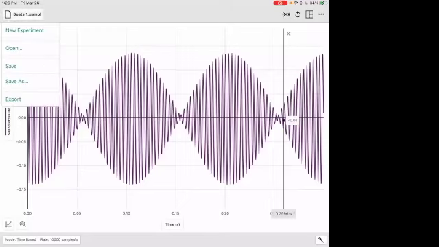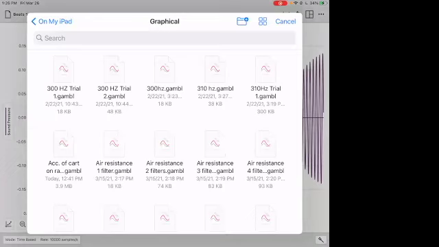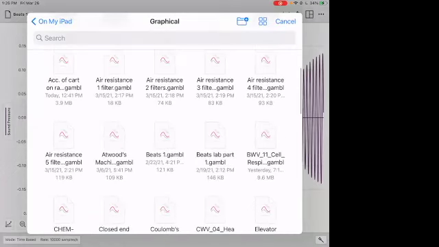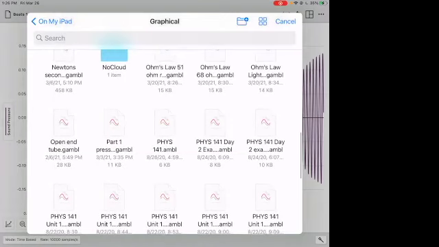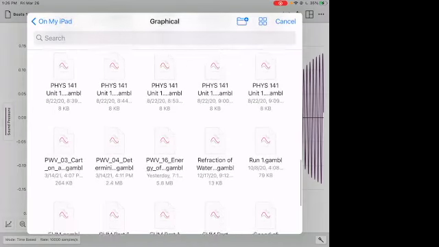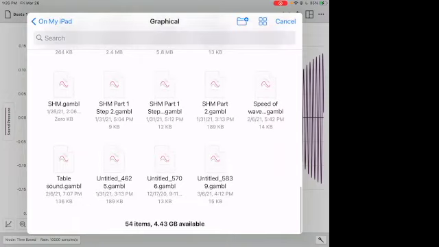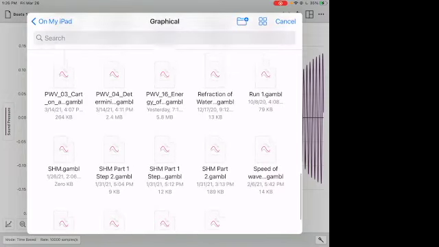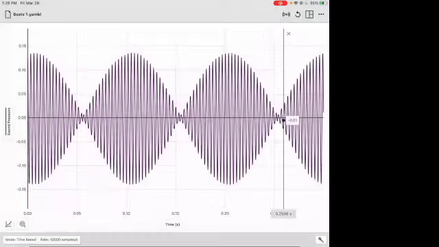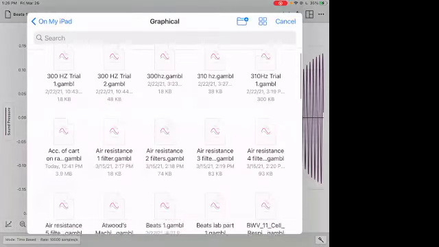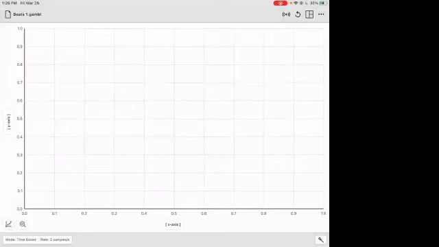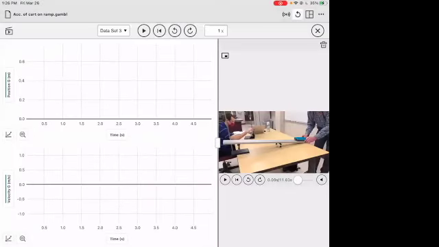I'm going to open up another one here, and the other one I want to look at is, where is it? Well, actually, let me go to this one. Acceleration of a car on a ramp.